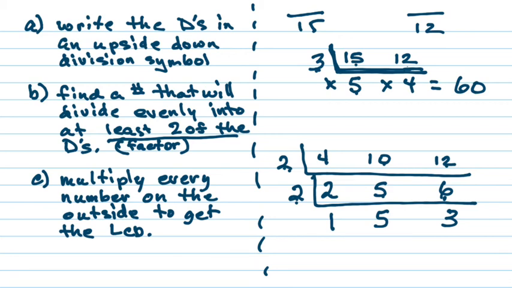We're done the division. All I need to do is multiply everything that's on the outside. And there's a lot here, but I picked it purposely for this. It's usually not this much stuff. 2, and we're going to multiply all that stuff together to get our LCD. 2 times 2 is 4. Times 1 is still 4. Times 5 is 20. Times 3 is 60.